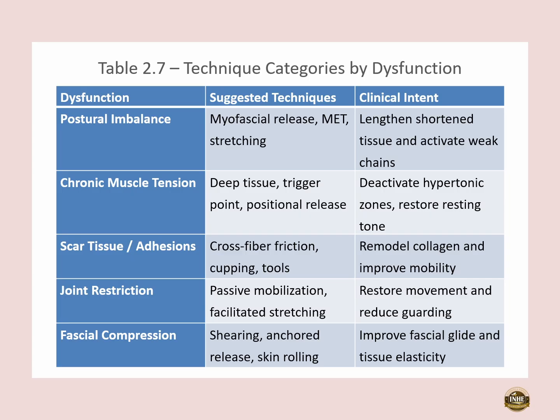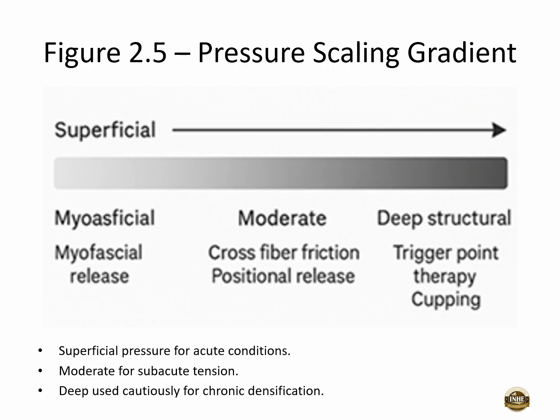Pressure scaling gradient. Pressure selection should always match tissue condition. Acute injuries require lighter pressure. Subacute conditions may tolerate moderate pressure. Deep pressure should be used cautiously and only when tissues are ready. More pressure is not always better.